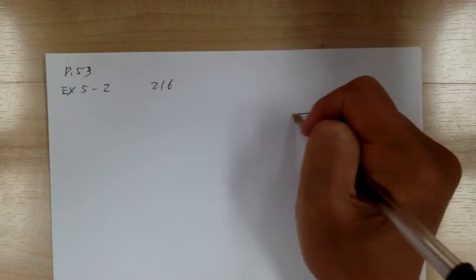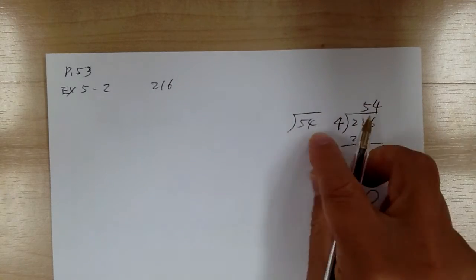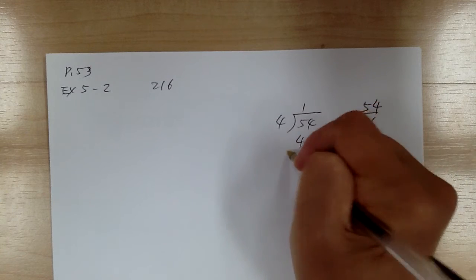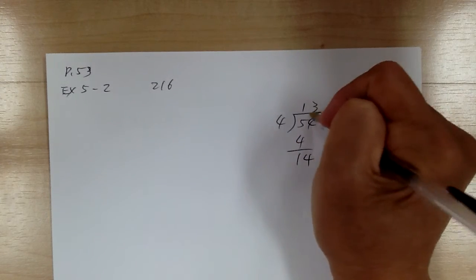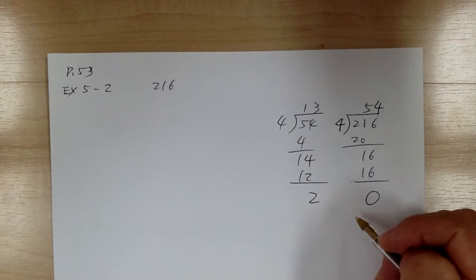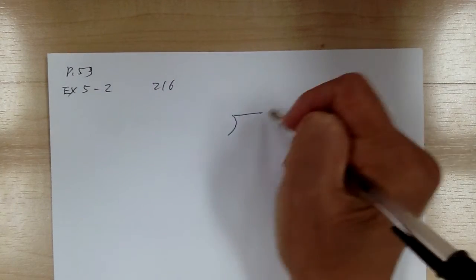Then you bring these things down. So 54, bring it down here. Divide by 4. So 4 goes into 5 once, leaving 14. 3 times 4 is 12, so your remainder is 2. Okay, so now I can bring these things down.